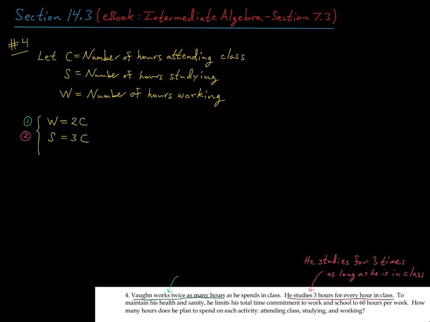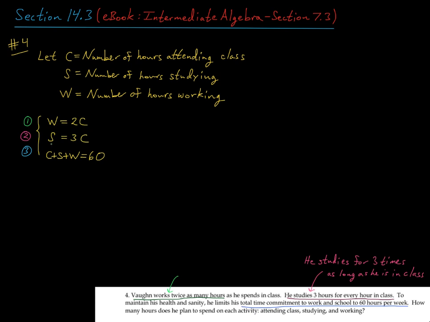Okay, and then lastly, it says his total time commitment to work and school is 60 hours per week. So for school, that's class hours and study hours, so that'd be C plus S. And then if I throw in work hours as well, in other words, C plus S plus W, that's going to come out to be 60. Okay, so this is our system of equations.